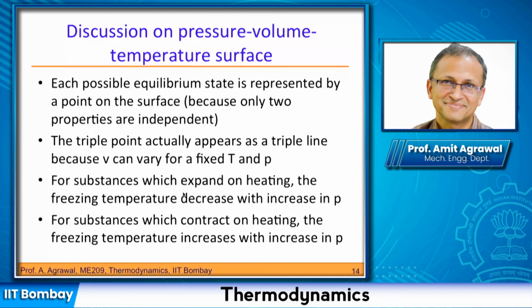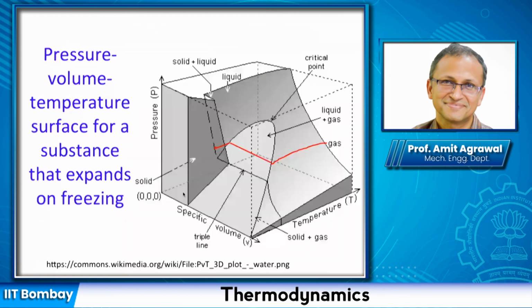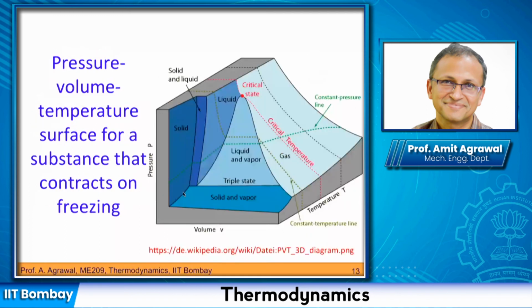And again, I don't want to confuse you, but this is just the other figure, for the sake of completeness, I'm putting it. Just like in the PT diagram, we saw that when we have the liquid and the solid line separating, we can have either a positive slope or a negative slope. Earlier we were doing it for a positive slope, and if you do it for a negative slope, this is what you would get.